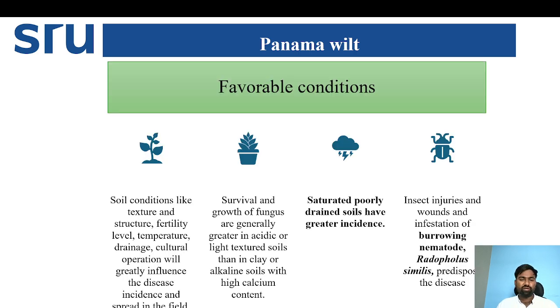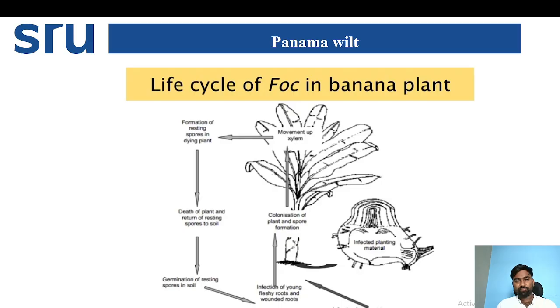Coming to favorable conditions, soil conditions like texture, structure, fertility level, temperature, drainage and cultural operations greatly influence the disease incidence and spread in field conditions. Survival and growth of the fungus are generally greater in acidic or light textured soil than in clay or alkaline soil with a high calcium content. Saturated, poorly drained soils have greater incidence when compared to dry soil. Insect injuries and wounds, especially from the burrowing nematode Radopholus similis, will act as a predisposing factor.